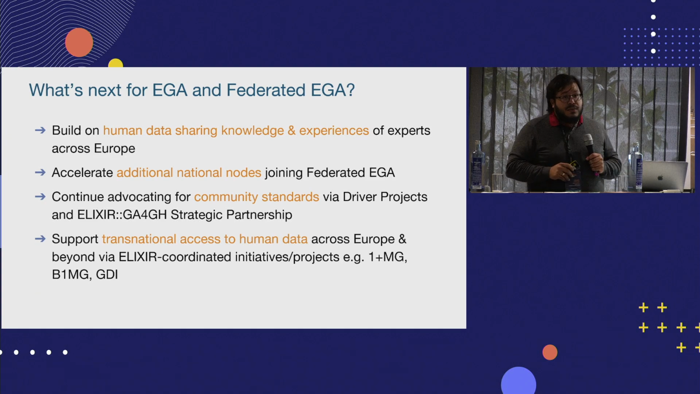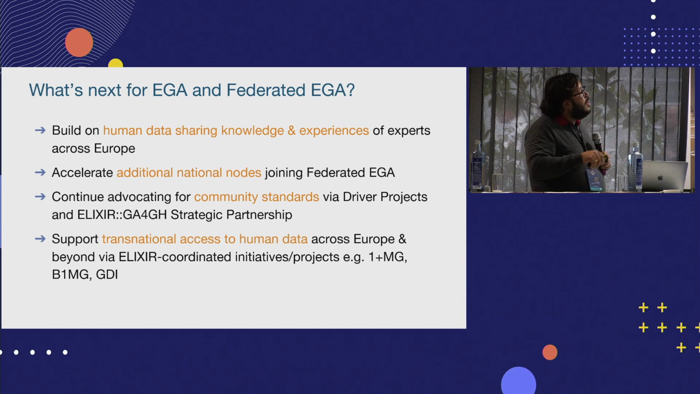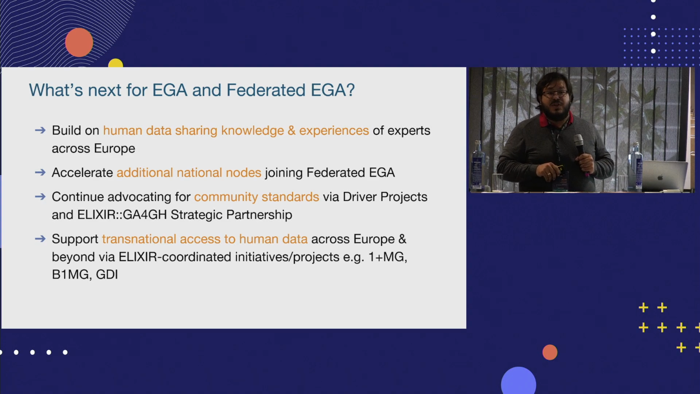Just to finalize, what is next for federated EGA. So first, to keep building on human data sharing knowledge and experiences, because we have different use cases, we have different setups, and all of them are valuable. We want to accelerate additional nodes joining, not just in Europe, but globally. At some point, we were discussing removing the E, because that stands for the European Genome-Phenome Archive, and looking for something else.